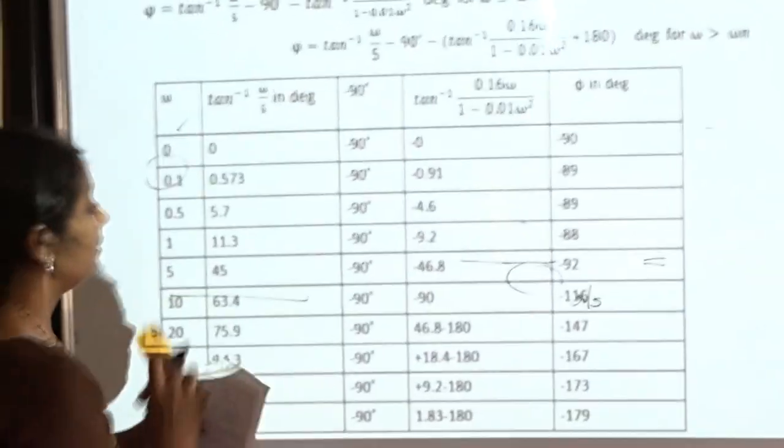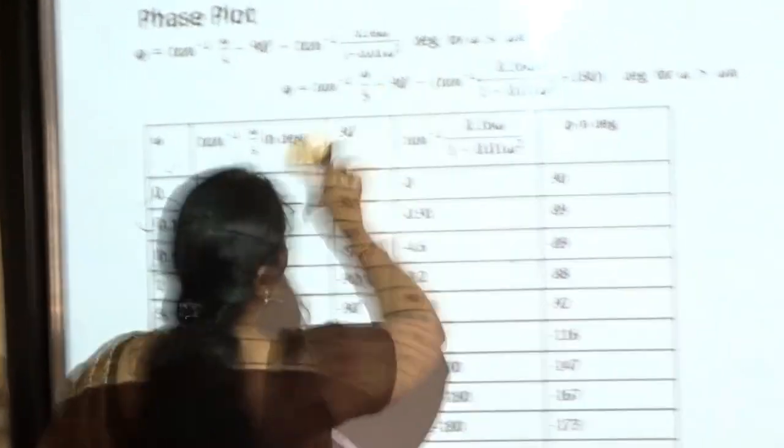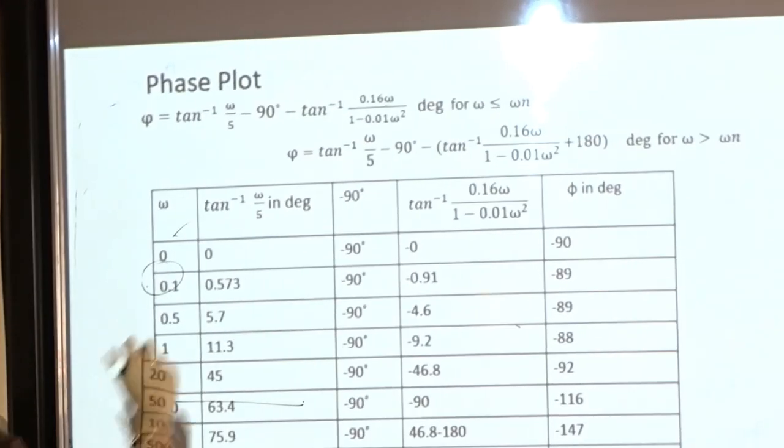And this is the table column for the phase graph. There is one change in this equation you have to see.